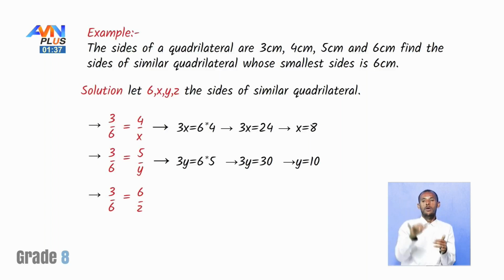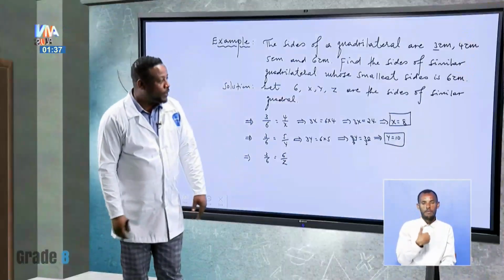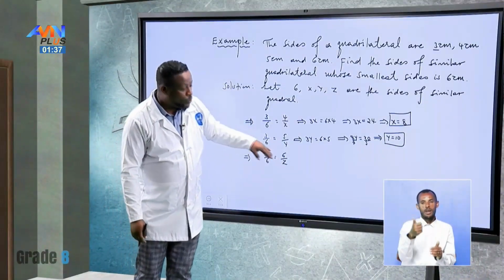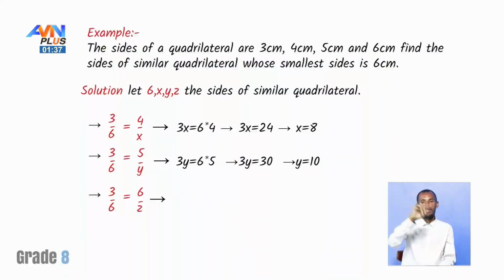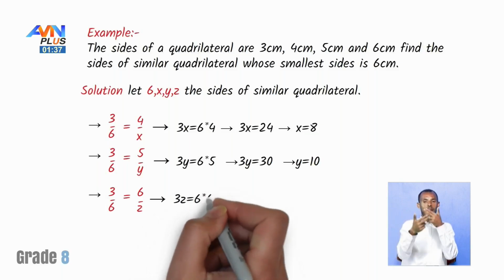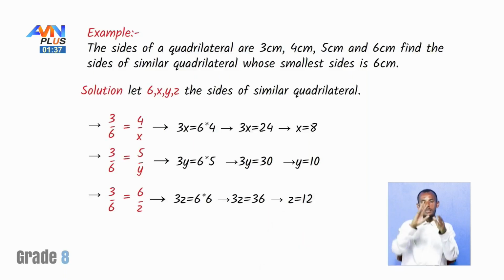So whenever you divide both sides by 3, you get the y value, which is 10. Okay, we have the value of y. And lastly, we need to crisscross the third equation and obtain the value of z. So 3 times z is equal to 6 times 6. This gives us 3z is equal to 36. Now divide both sides by 3, then you will get z is equal to 12.